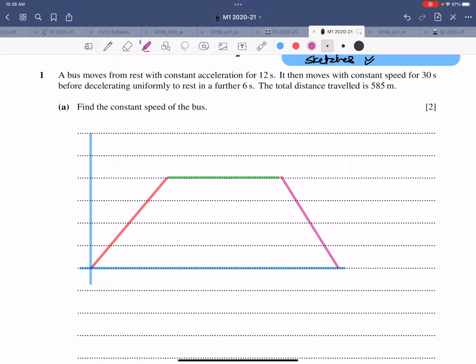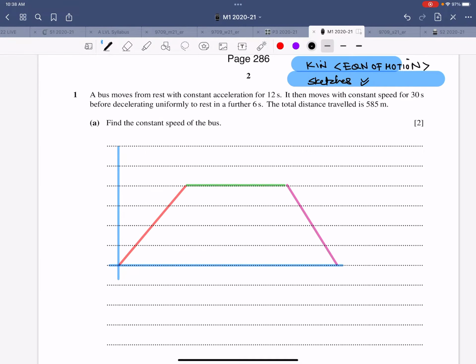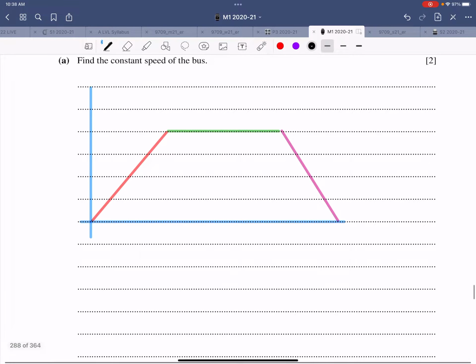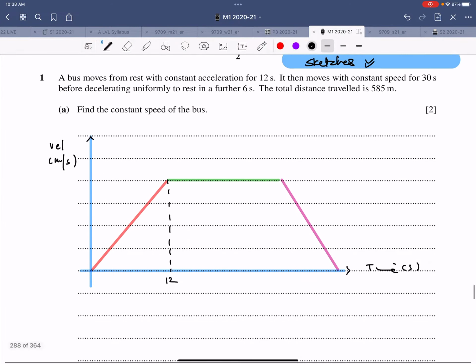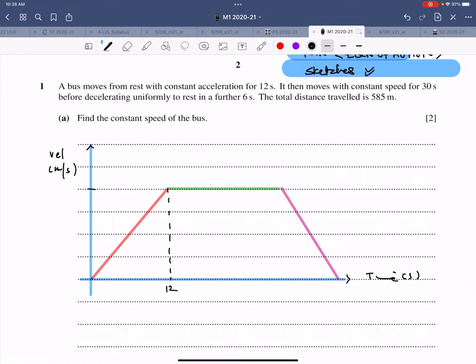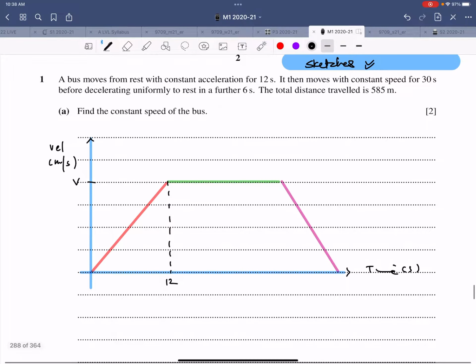So now the values are such that for the first one, it's 12 seconds. So I'll label this as 12 seconds. Naturally, this is time in seconds. This is velocity in meters per second, but don't assume anything. Let that particular speed be v. And what else is there? Another 30 seconds. So 12 plus 30, this is 42. And 42 plus 6 is 48.